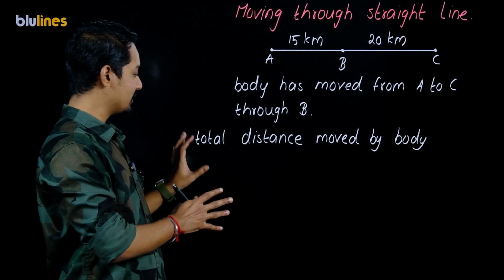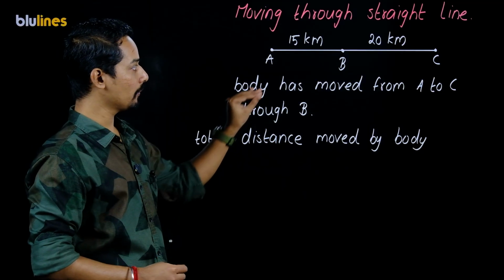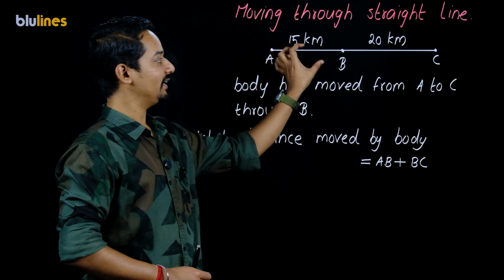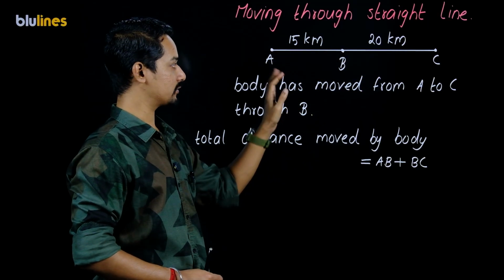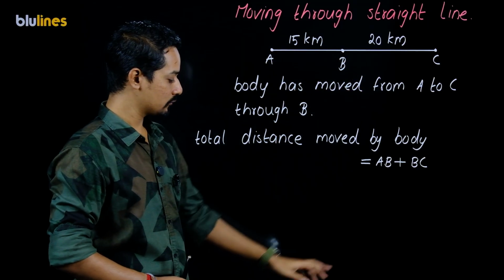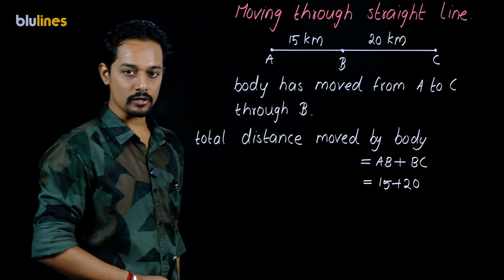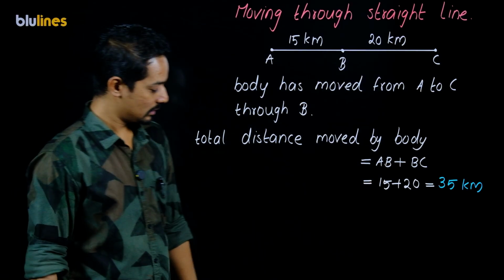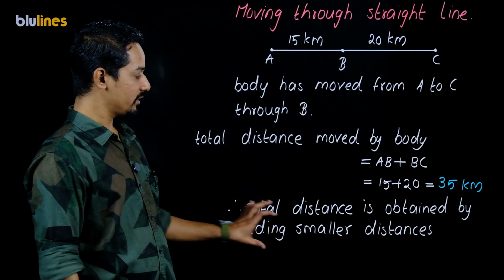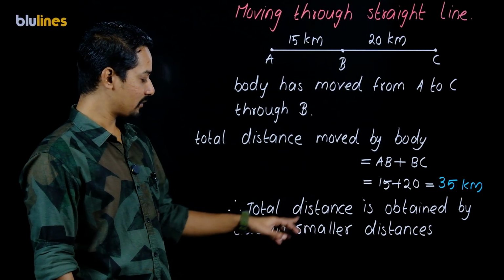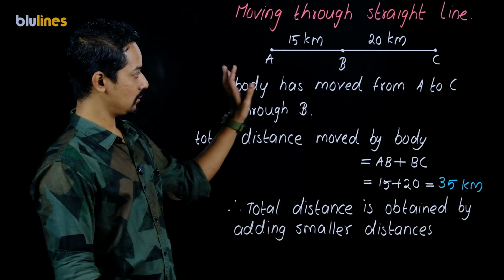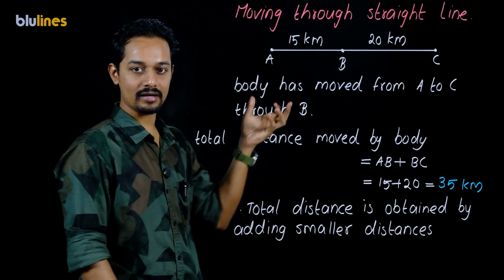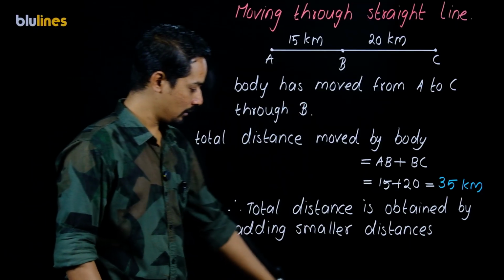We call it distance. The total distance moved by the body, what is it? It can be obtained by simply adding the individual distances, the individual paths from A to B and B to C. So we have AB plus BC equals 15 plus 20, and we get 35. So what can we conclude from this? We can conclude that the total distance is obtained by adding smaller distances. So we have to find the total distance AC. We take the smaller distances covered and simply add them.